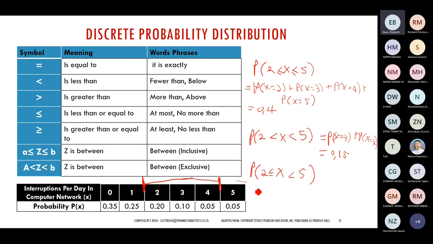So you will get the probability of 0.2 plus 0.1 plus 0.05, and that is 0.35. And that's how you will answer the probability questions.